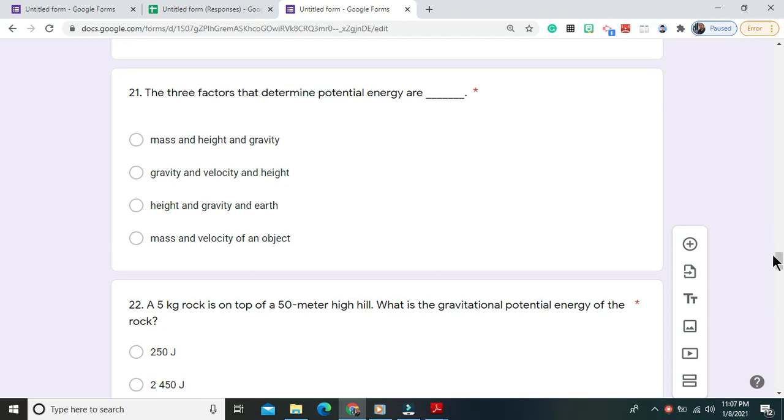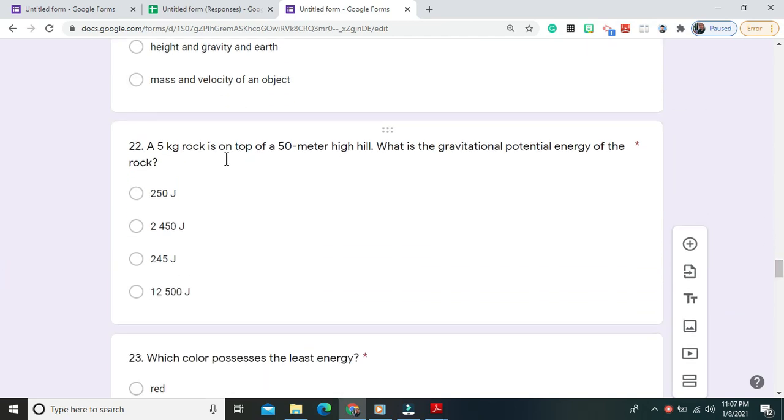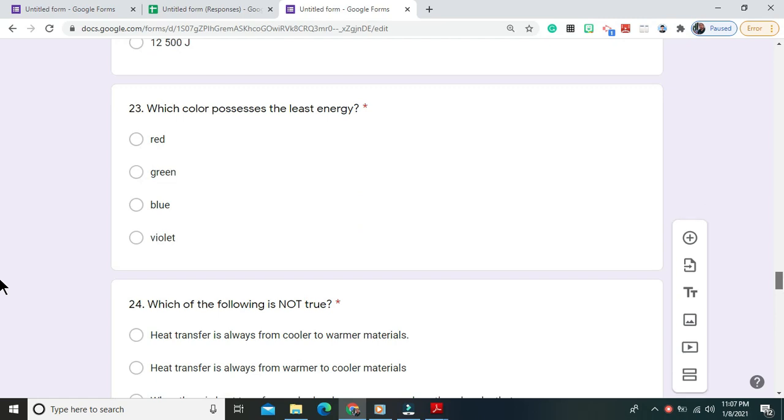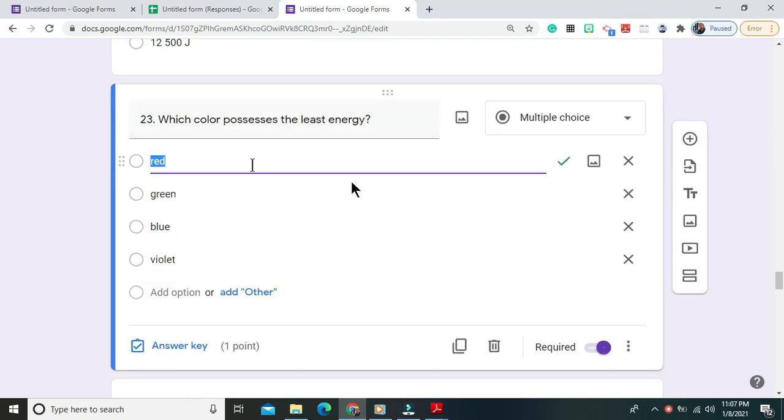Number 21. Three factors that determine potential energy are, the correct answer is mass, height, and gravity. Number 22. A 5 kilogram rock is on top of a 50-meter high hill. What is the gravitational potential energy of the rock? The correct answer is 2,450 joules. Number 23. Which color possesses the least energy? The correct answer is red.